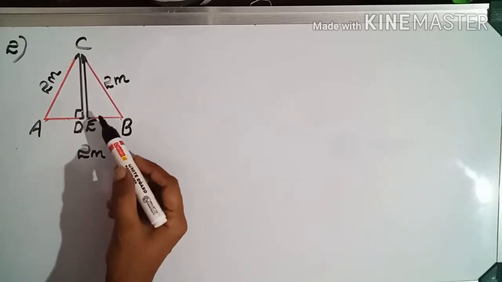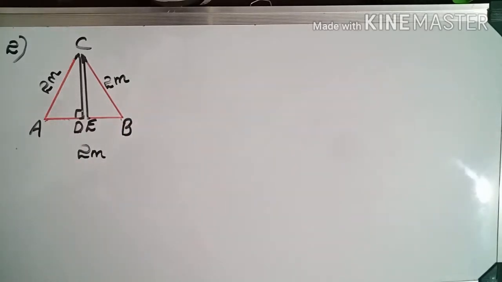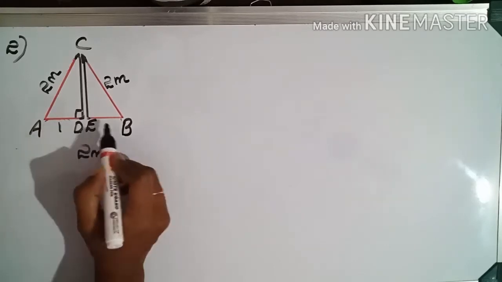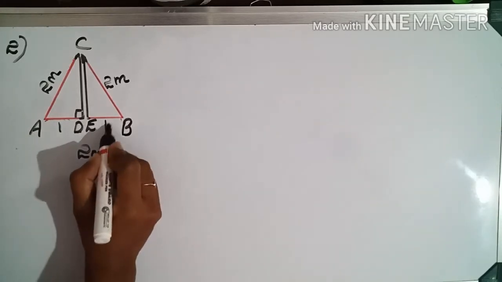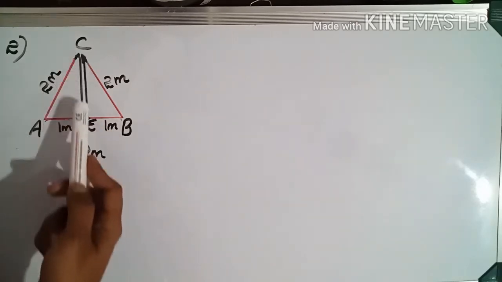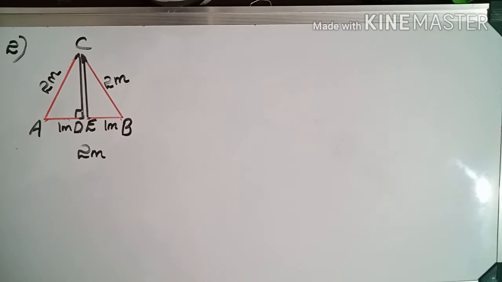And we know for an equilateral triangle, the perpendicular line will divide the base into 2 equal halves. That means these two are the same. So total 2 means this will be 1 meter, this will be 1 meter. Now in order to find the perimeter, we need one more side. That means altitude we have to find here. So same like the previous case, we can apply Pythagoras theorem, and find the altitude first. Then we can add these 3 measurements.